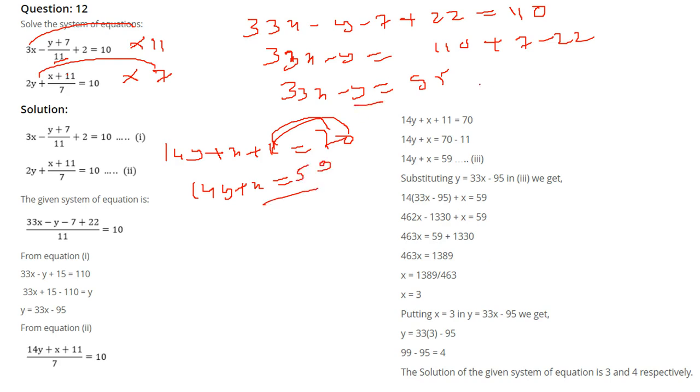You can put y equal to 33x minus 95 in this equation like this, and you can solve it for x and then put x here, so you get y equal to 4.